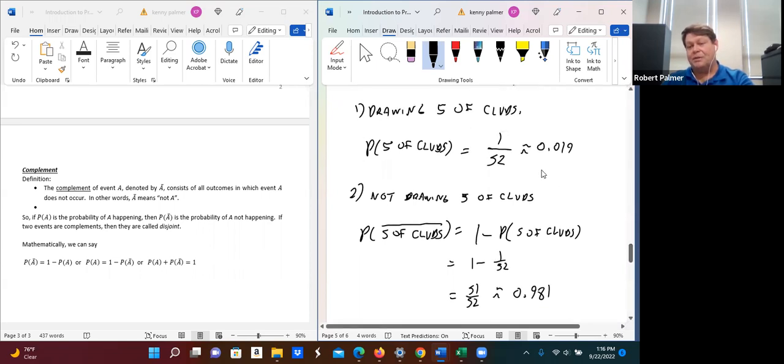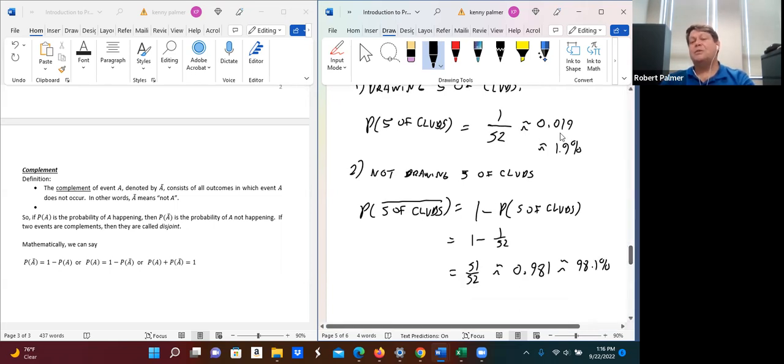So also let's think about this in a couple different ways. So this is about 1.9%. Remember, to change a decimal to percent, move your decimal place 2 places to the right. And this then is approximately 98.1%. So make sure you can think of probabilities as fractions, decimals, or percents.